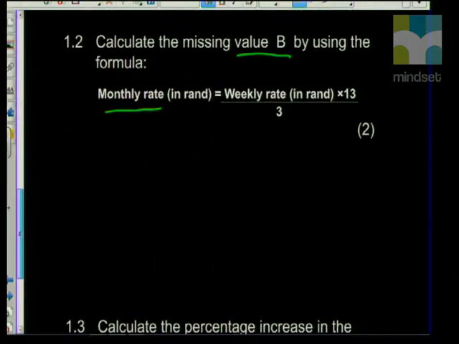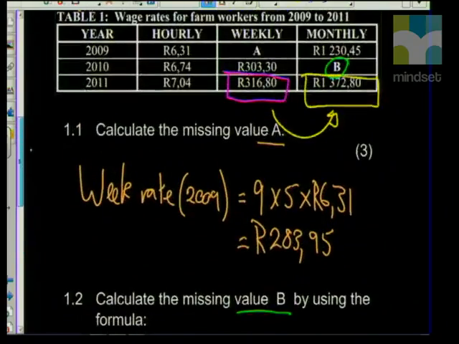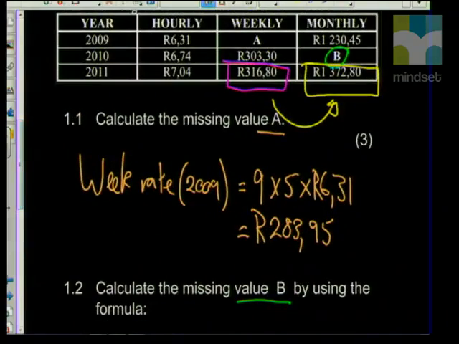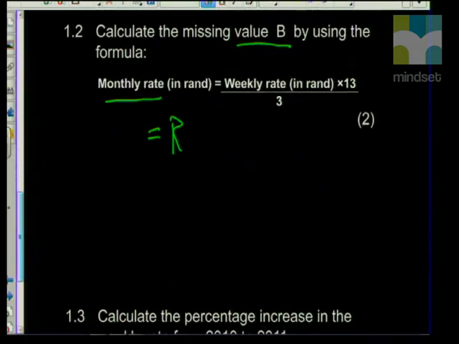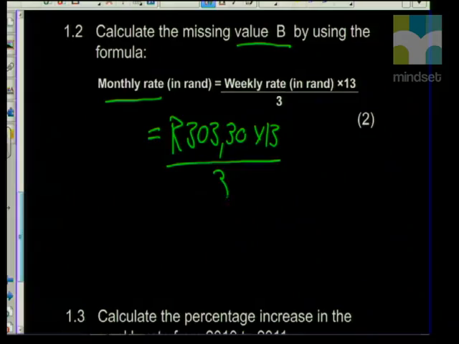Now, here we go. We're going to fill in the values. We're told to, first of all, write down the monthly rate is the weekly rate in Rand multiplied by 13. So for B, it's 303 Rand and 30 cents multiplied by 13 and divide that all by 3.